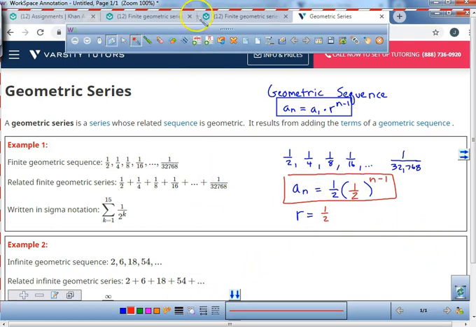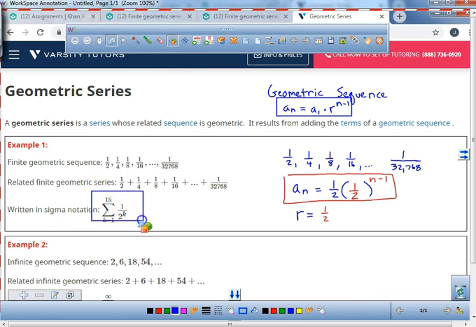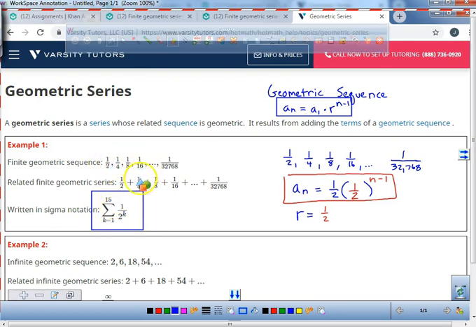That would be the geometric sequence that goes with these numbers. Now, you'll notice right here that they've given us a formula in sigma notation. So this formula right here will give us the sum of all of those numbers added together. All right, I want to show you guys how our little geometric sequence formula would work. So we're going to do the sequence formula, then we'll do the series formula.